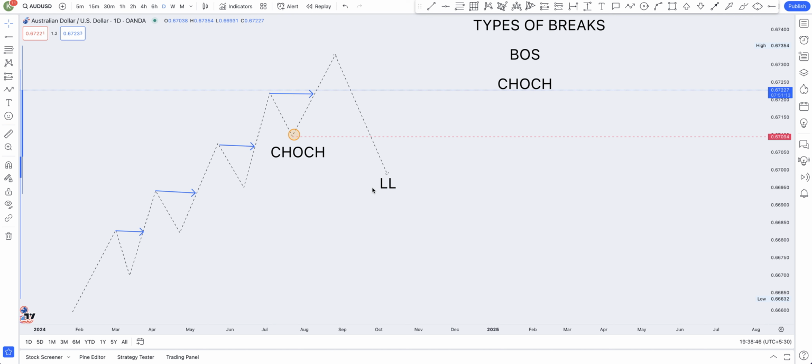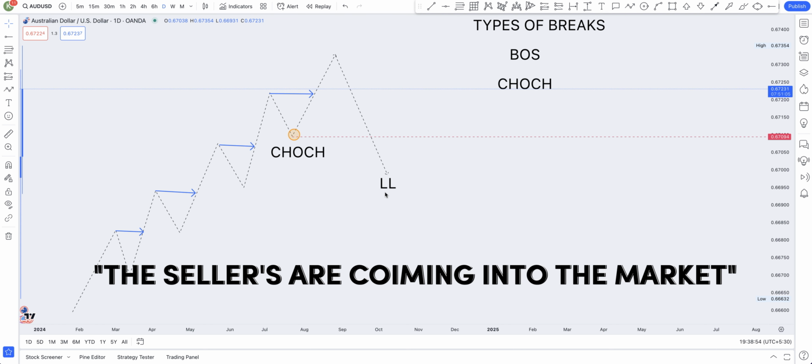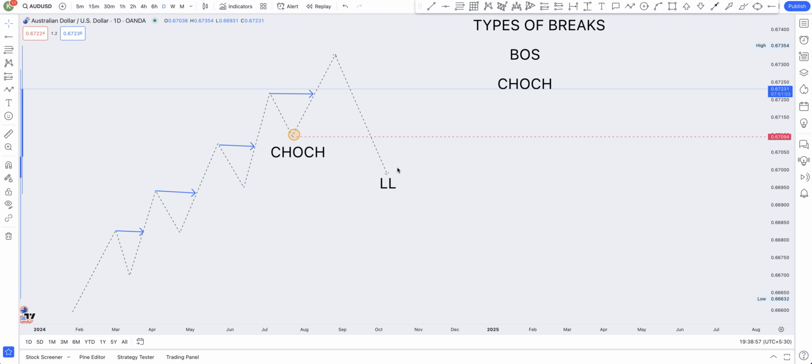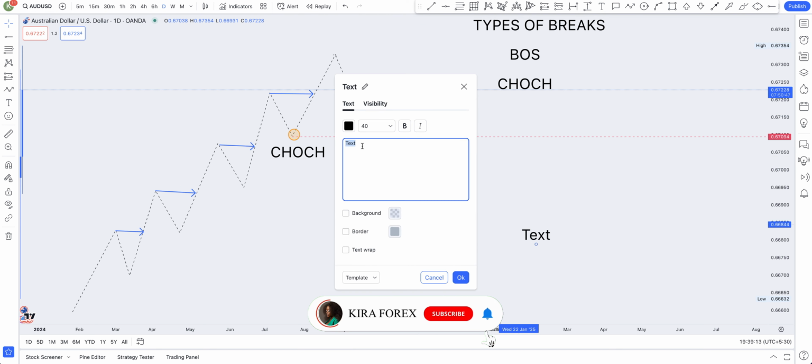All right, so what this means is that the first sign or whatever comes into our mind when this happens is that the sellers are coming into the market. So there can be an exhaustion, then a push to continue the downtrend to form another lower low. So after the choke has happened, there can be an exhaustion forming what? Forming a lower high.